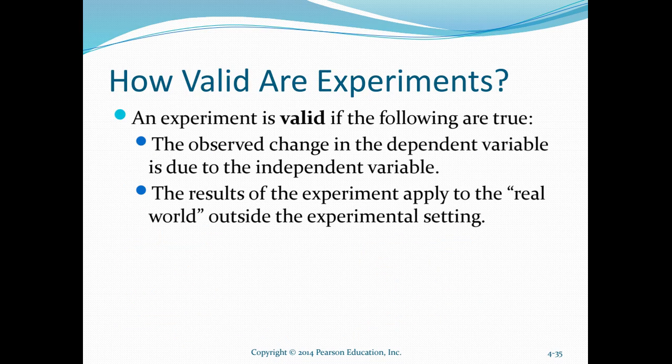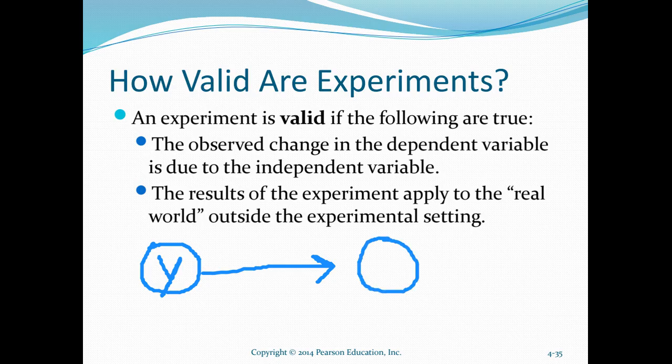So how valid are the experiments? Any experiment is valid if the following are true. The observed changes in the dependent variable are due to the independent variable. So validity is the most important aspect of our research, and we have to understand that this is the independent variable that is causing a change in the dependent variable. And if it is rightly connected, then it means that the research is valid.